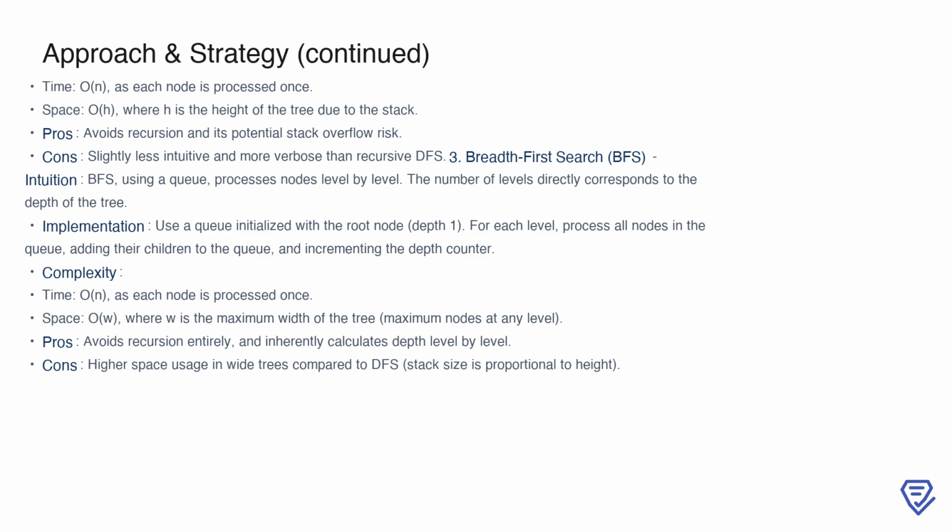BFS also has a time complexity of O(n), as each node is visited exactly once, but its space complexity depends on the maximum width of the tree, O(w), which represents the highest number of nodes at any level. While BFS avoids recursion entirely and is particularly suited for level-by-level operations, it tends to use more memory in wide trees, as the queue can become large.